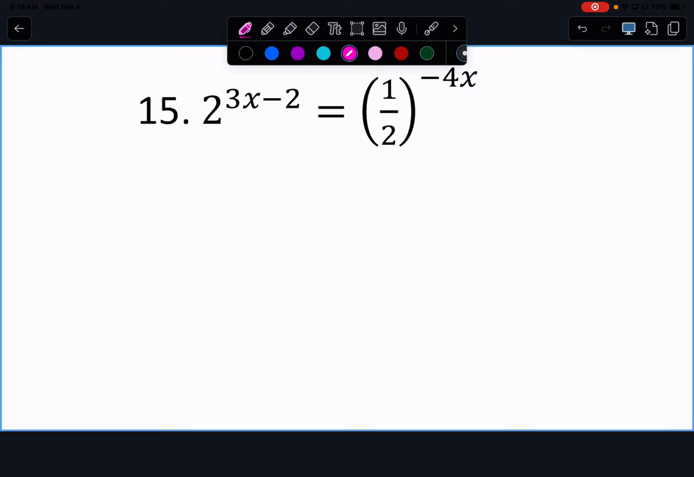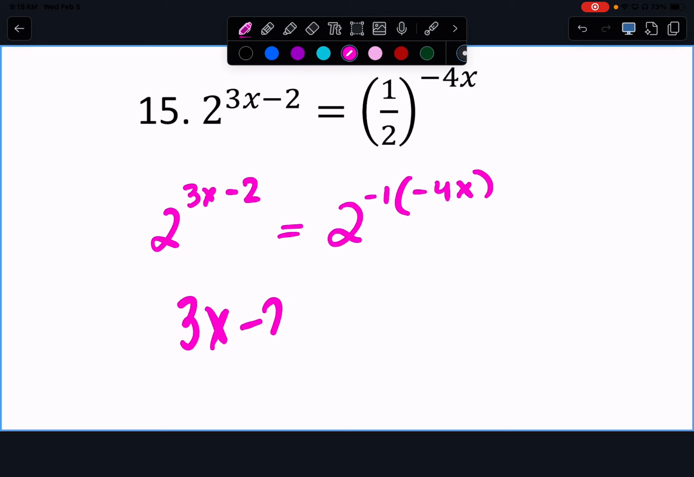Okay. Can I make 2 into a half? How? What power can I raise it to? -1. So I can take this and do 2 to the 3x minus 2 is equal to 2 to the -1 times -4x. All right. So we get 3x minus 2 is equal to, what does a negative and a negative make? And can y'all solve that for me for x?